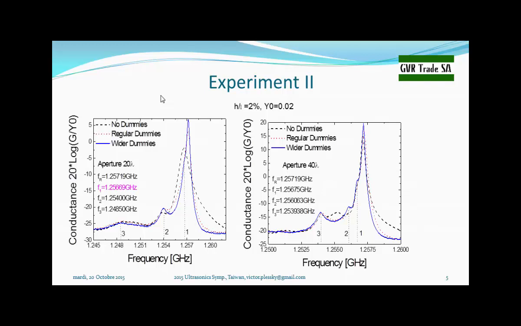What we have measured, that is a narrow aperture device, and if we have no dummy fingers, then we have a very mediocre curve with a low Q factor, and the presence of dummy fingers, especially wider dummy fingers, radically improves Q factor. For larger aperture, it is about the same, and also on this left side, we have some oscillations in the real part of admittance, so we have some absorption somewhere here, which depends also on presence or absence of dummy fingers.